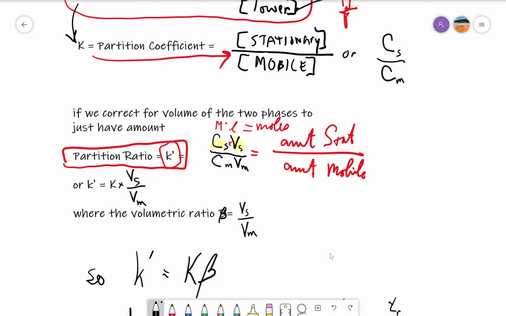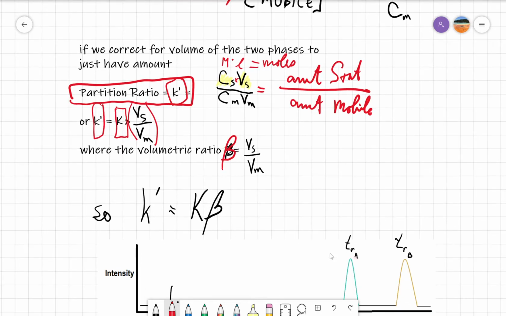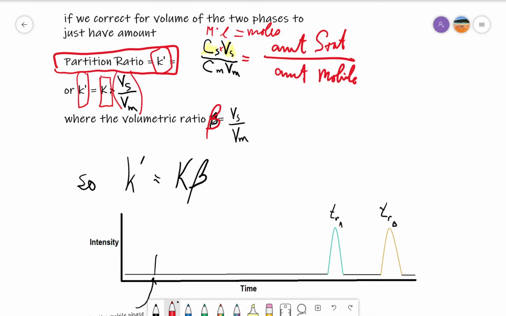Or we can simply write that as K prime, the partition ratio, is the partition coefficient times some volumetric ratio. That converts partition coefficient into an amount-based partition ratio. This volumetric ratio is given the symbol beta, and it is the volume of the stationary phase divided by the volume of the mobile phase. So the partition ratio K prime becomes K times beta.